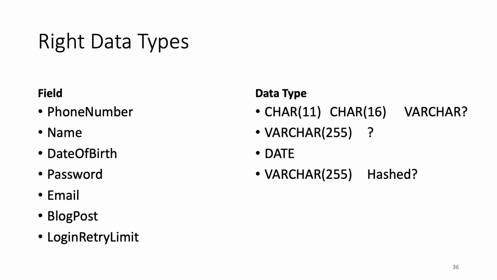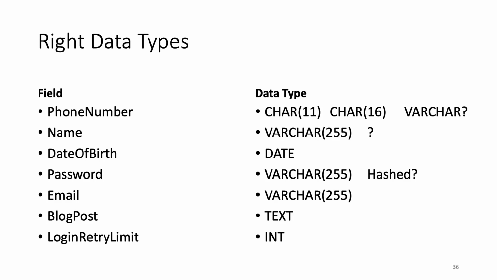If any of you are aware of hashing mechanisms like SHA-1 and all the other SHAs, they output hashed values which are of a fixed length, no matter how long the password is. So maybe then we'd use a char in order to keep it. Email, probably a varchar. Blog post is going to be very long. It's going to be longer than most varchars. We tend to use a text field there because it could be essay length. And finally, a login retry limit is probably going to be an integer.